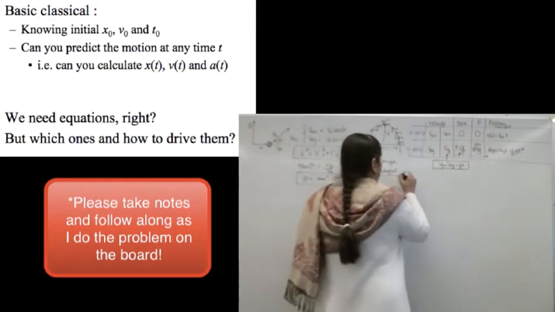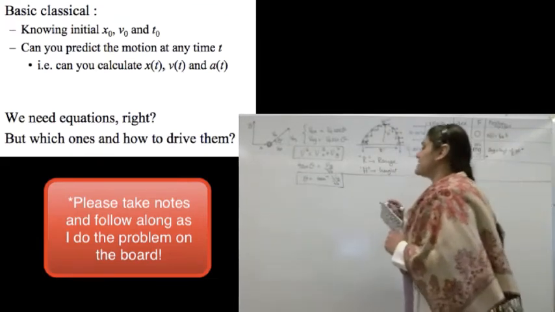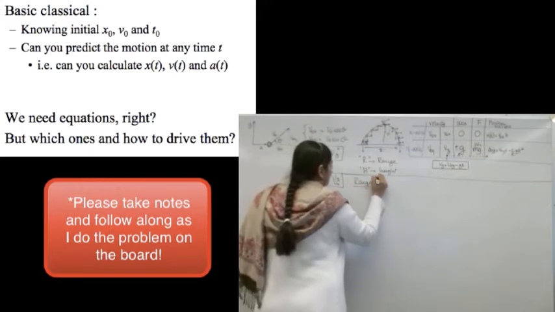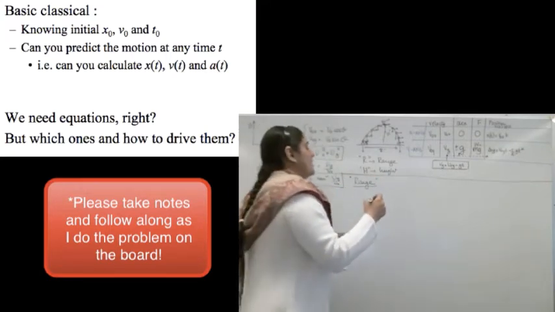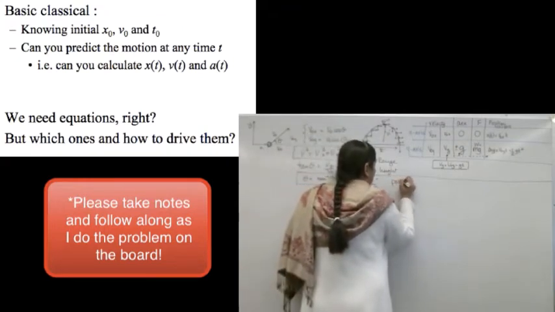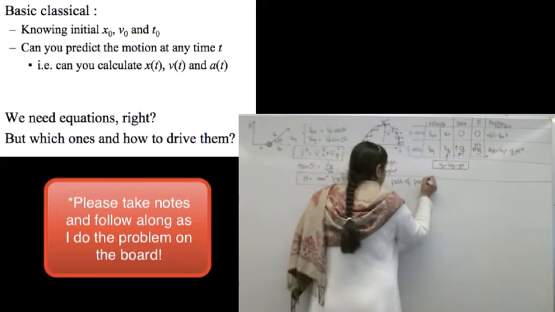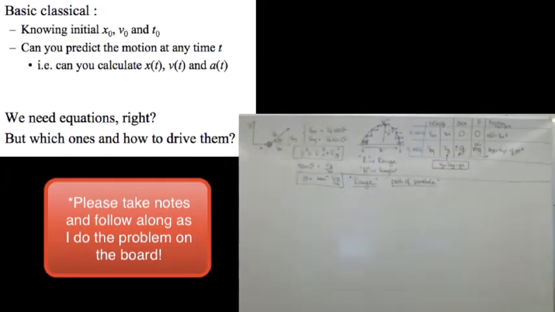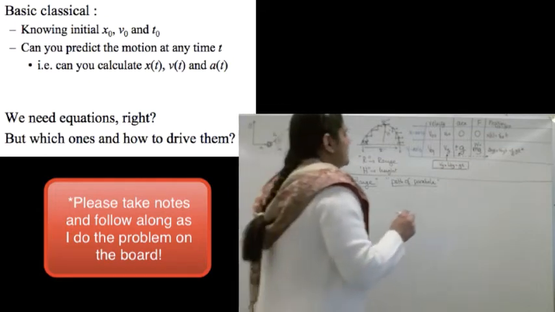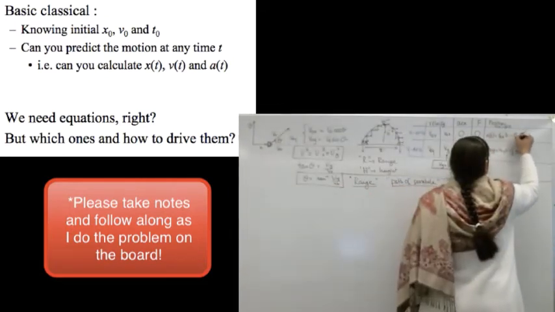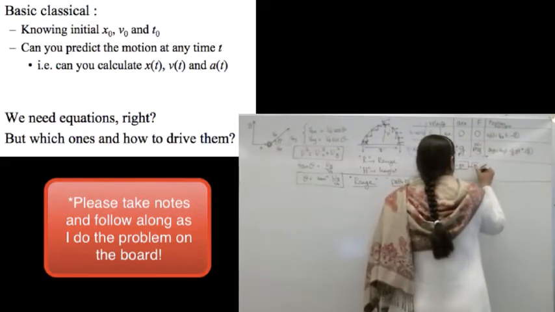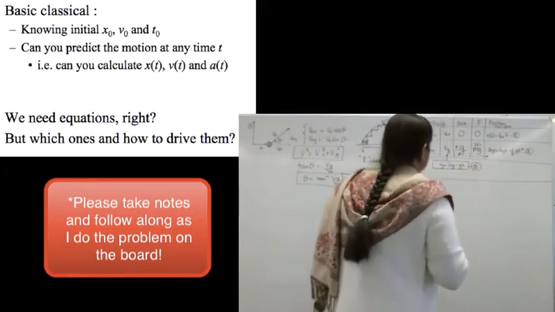I'm going to put a line here so I don't erase any of the things at the top. So first of all, I'm going to find the range. In order to find the range, I have to find the path of the parabola. Okay? How do I find that? Well, I'm going to call this equation 1. I'm going to call this equation 2. I'm going to call this equation 3. Okay? And go from there.